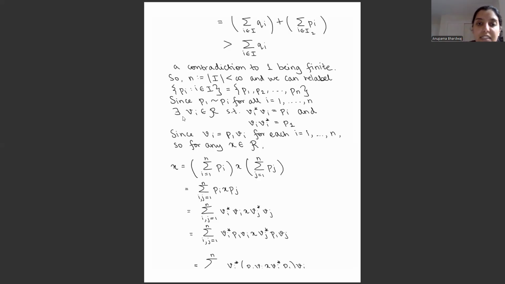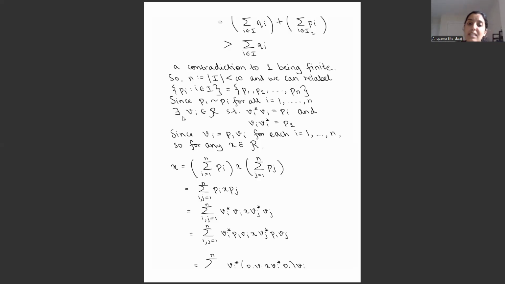For each i, for any x in the von Neumann algebra R, I have x is equal to the sum of P_i times x times the sum of P_j, which is all 1. So I'm just pre-multiplying and post-multiplying by 1. And then opening up the parentheses, I get that that's equal to the sum over i, j from 1 to n of P_i x P_j.